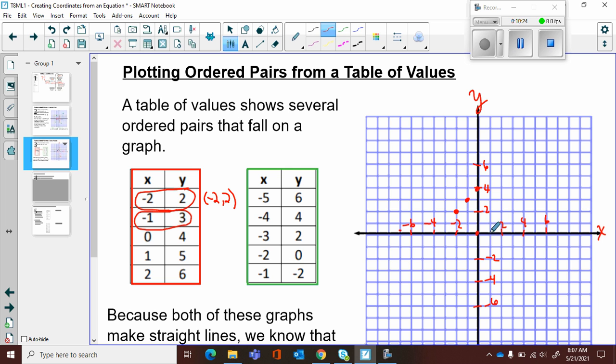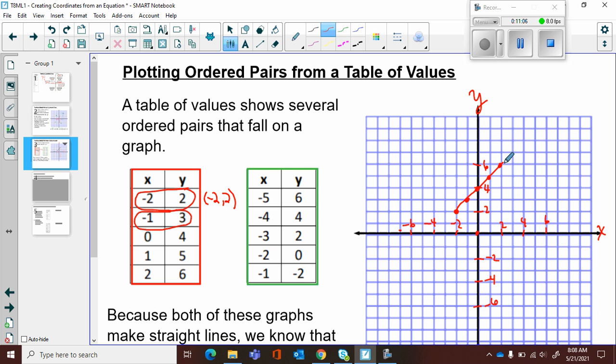Then I have 1 and 5. So 1 on my x, all the way up to 5 on my y. And then I have 2, 6. So you can see that this makes a straight line graph. So I can connect those because they're all part of the same graph. And I could assume that this information, if I were to continue to add x values that go beyond 2 or kind of go backwards from -2, I could assume that this graph is going to continue in that same pattern. Okay, so it would be a straight line that would continue on.